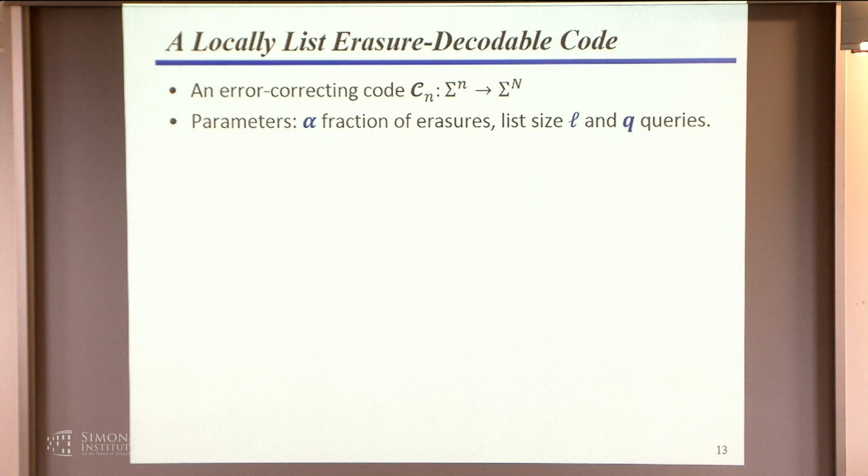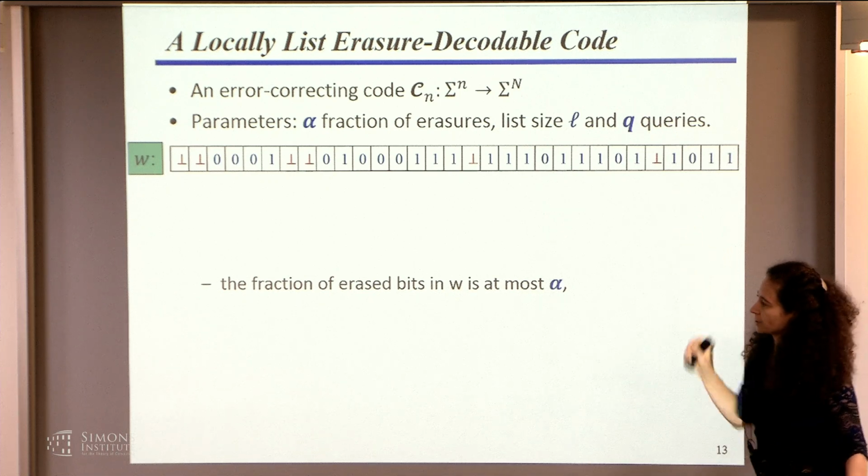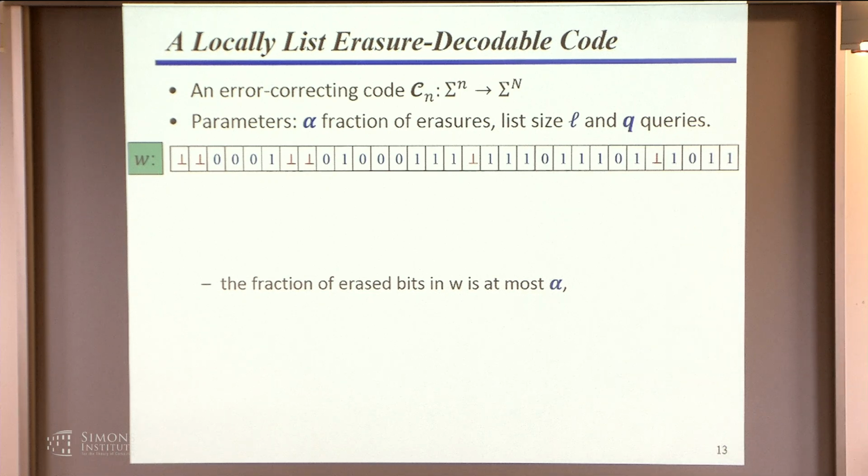So here we have parameters alpha, which is the bound on the fraction of erasures, list size, which is the bound on the size of the list, and q, which is a bound on the number of queries that were allowed. The input to the algorithm is a code word, and it can have erasures, right? So buttons denote erasures. The first condition is that the fraction of erased bits in the input has to be at most alpha.